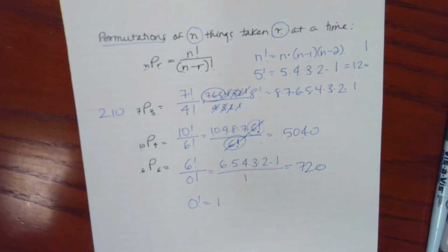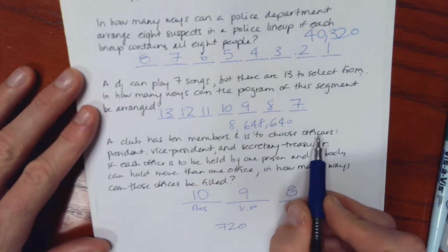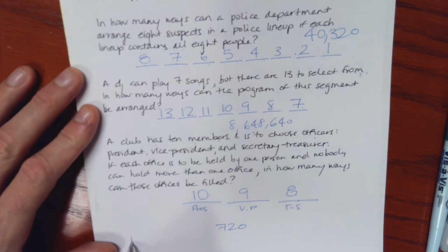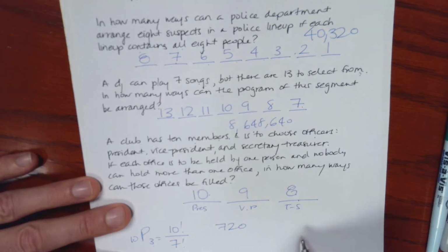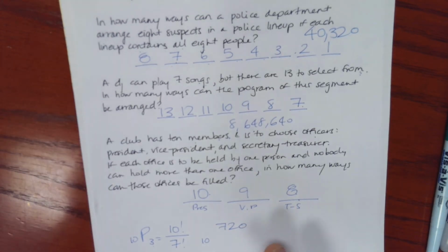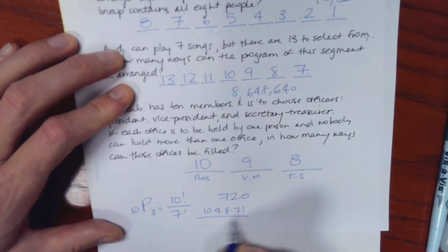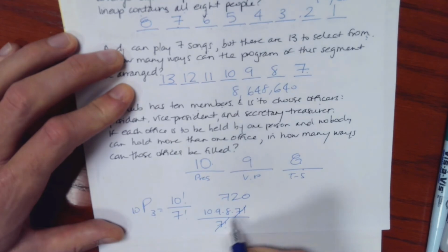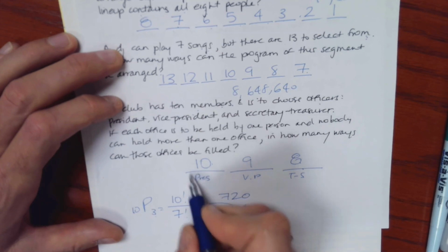All right, so how does this relate back to some of the things we discussed earlier? In this situation where a club has 10 members and it's going to choose 3 officers, that's 10P3. So this is 10 factorial over 10 minus 3, which is 7 factorial. So that is 10 times 9 times 8 times 7 factorial, all over 7 factorial. But those factors are all going to cancel, and we will have 10 times 9 times 8. So it was the same result that we got before.